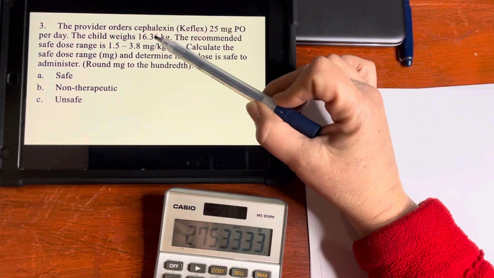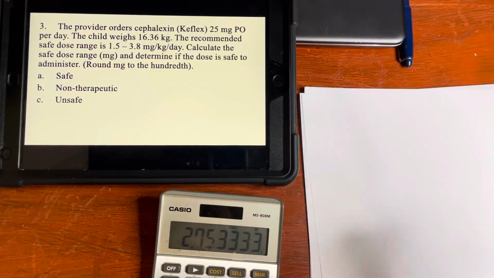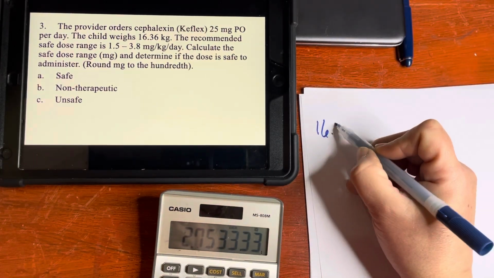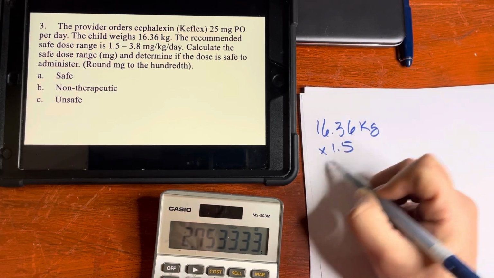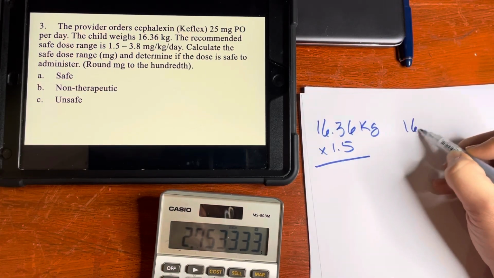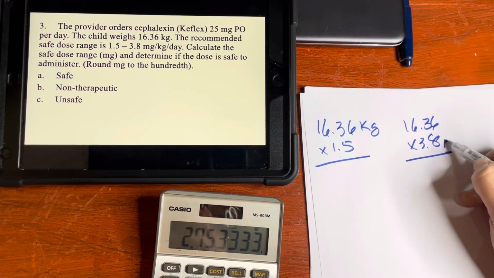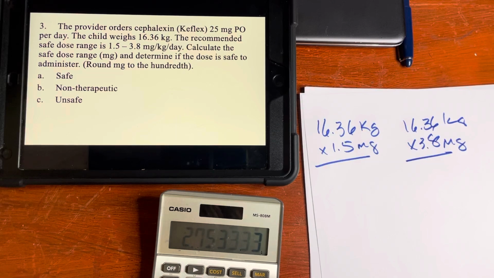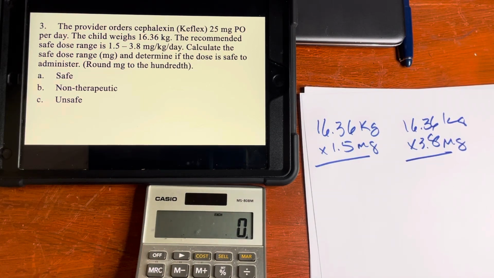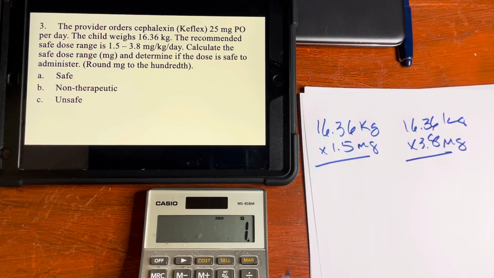So, thankfully, they gave us the kilograms. And you know we've got to do the kilograms times the low number, kilograms times the high number. So, I'm setting it up simply because I can. And then 16.36 times 3.8. All right, so let's do it. Let's get our range. 16.36 times 1.5.